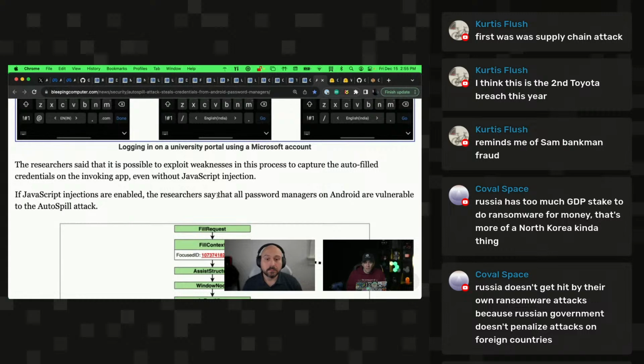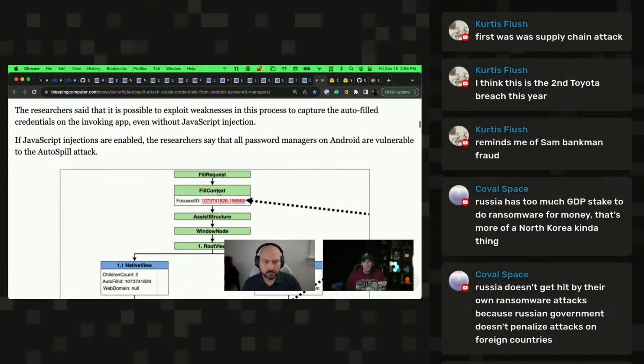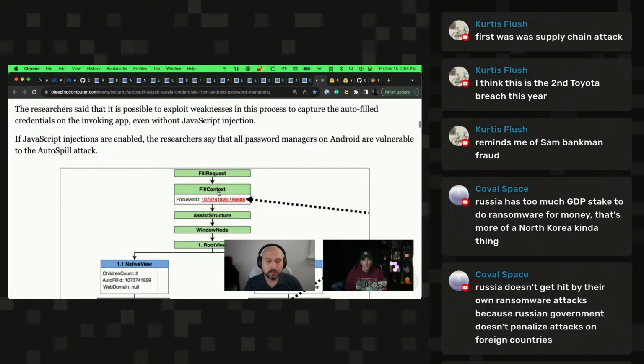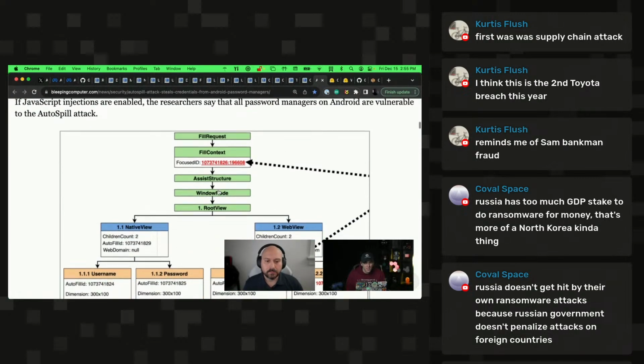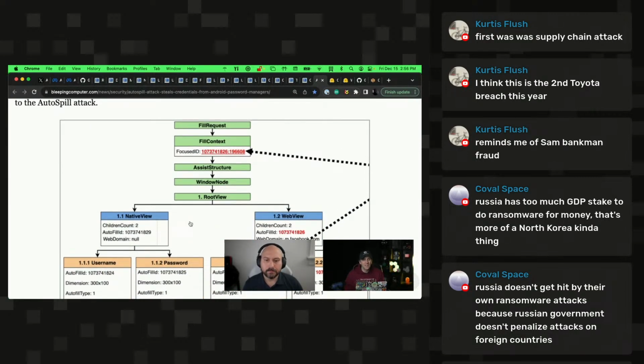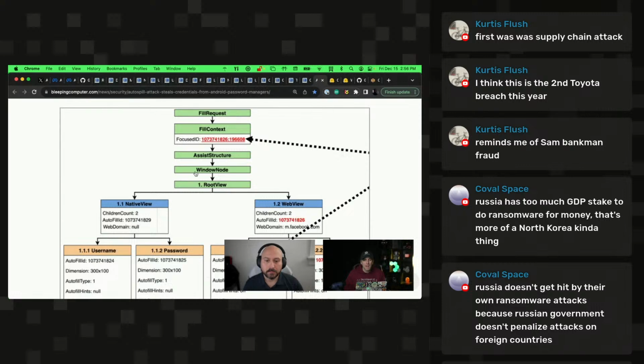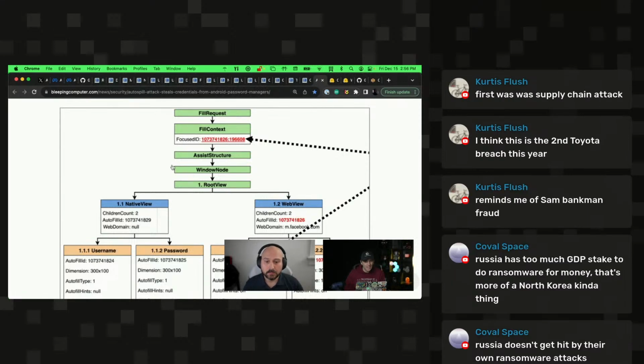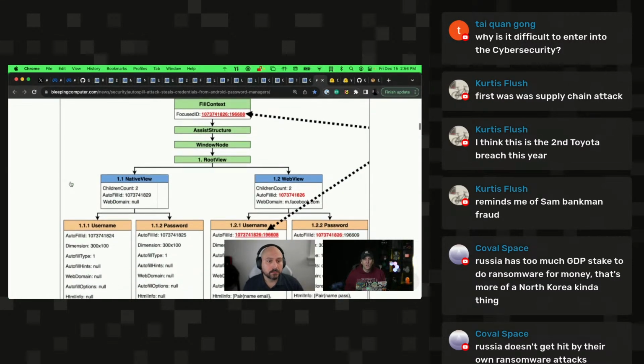And everyone should be very careful about using these sorts of built-in password managers. I prefer to use ones that are more secured. I almost never use built-in password managers. I guess they're better than nothing. But this is the sort of attack that can happen when using built-in password managers, in this case, specifically in Android.